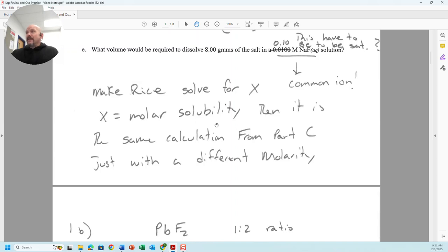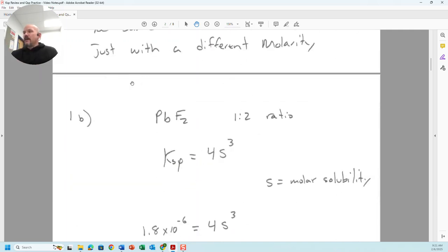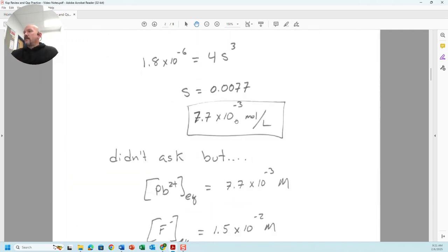But that's the deal. So there's a lot going on in this question. It's a common ion, so we know that the salt's going to be less soluble. The molar solubility that we calculate to use in part E should be less than the 7.7 times 10 to the whatever. This is the molar solubility in pure water, and the molar solubility in the presence of a common ion is going to be less than this. We have to calculate that, and then use it in our dimensional analysis to figure out the volume of the salt.